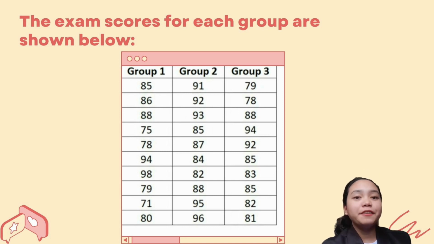Group 1: 85, 86, 88, 75, 78, 94, 98, 79, 71, 80. Group 2: 91, 92, 93, 85, 87, 84, 82, 88, 95, 96. And Group 3: 79, 78, 88, 94, 92, 85, 83, 85, 82, and 81, with a total of 30.